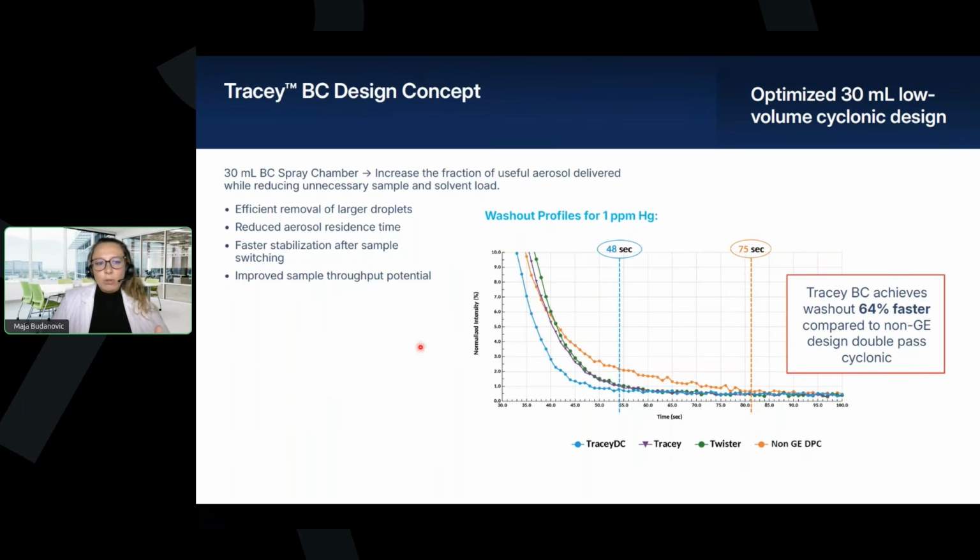So for the washout performance, mercury is a good example due to its tendency to show this memory effect. Here we use the 1 ppm mercury solution and the Tracy BC spray chamber, the latest design of the high efficiency spray chamber, which demonstrates much faster signal recovery, reaching the low background levels approximately 64% faster compared to the double pass cyclonic design.